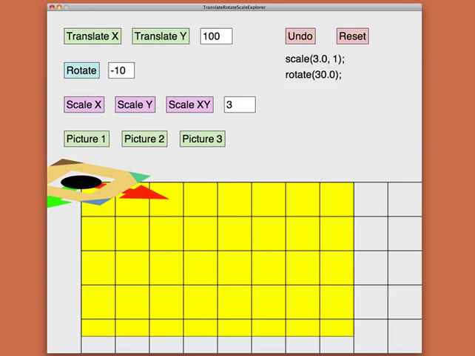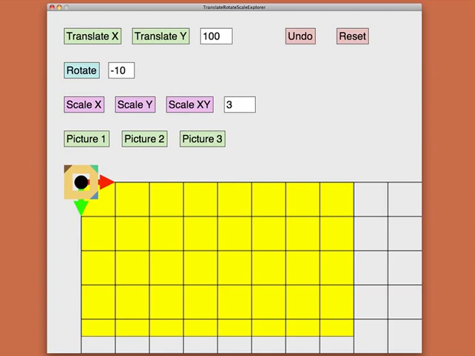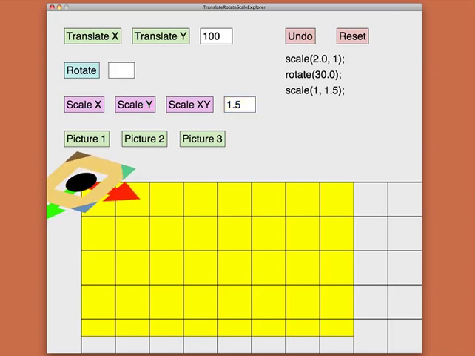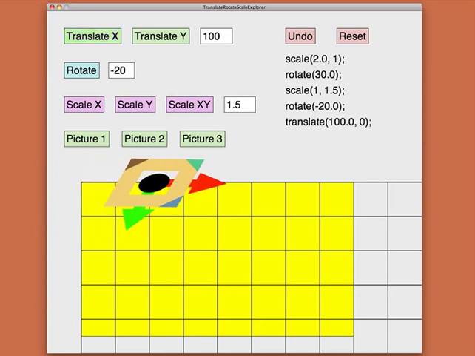Let's take another look at this. So I'll reset things, and now I'll scale in x by 2. And now I'll rotate by 30 degrees. And now I'll scale in y, let's say by 1.5. If I now rotate, say, by minus 20, well, we have the x-axis just about pointing to the right. But you can see, I'll translate to the right. You can see that we now have a slanted over coordinate system.